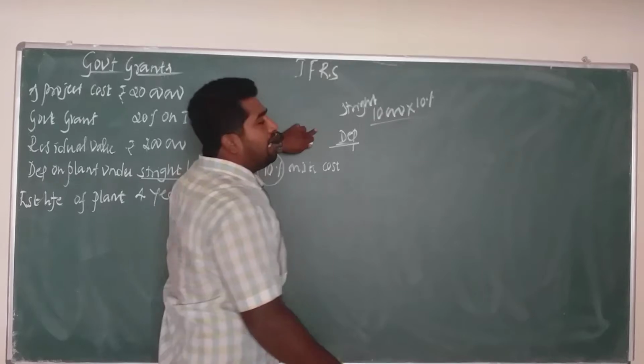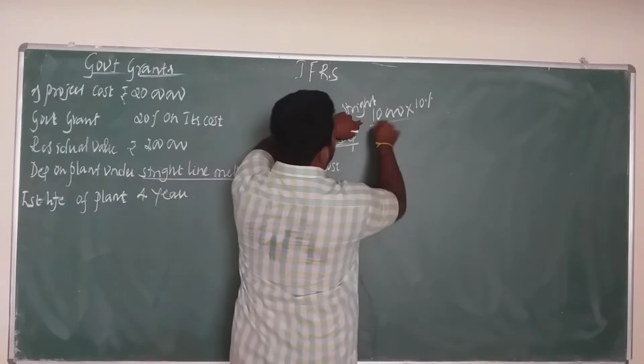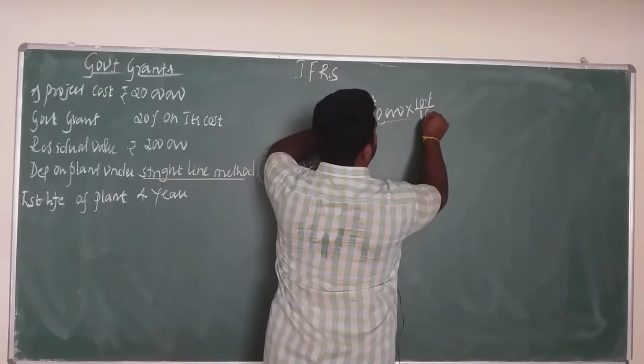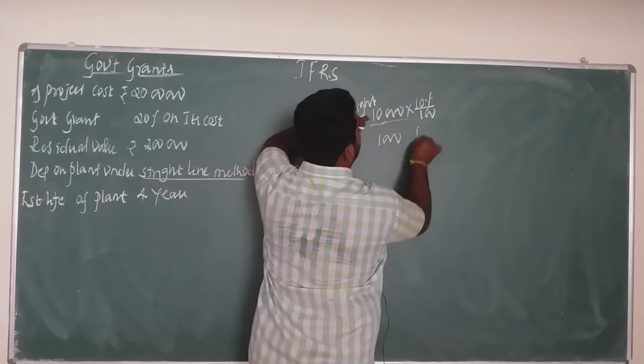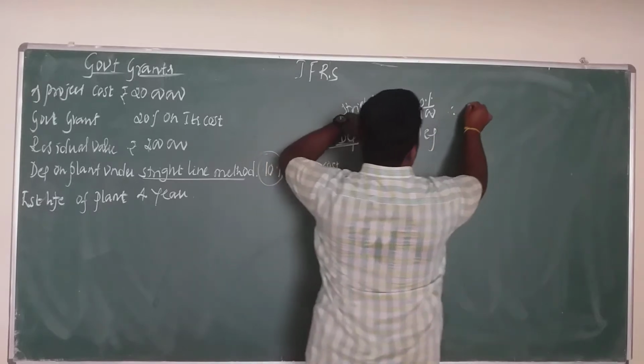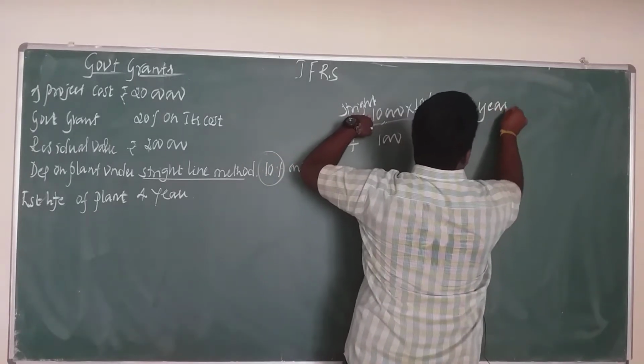How to calculate straight line method depreciation? Now the cost of the asset is 10,000. Depreciation is 10%, that is 10,000 into 10 by 100, which is 1,000 depreciation per annum. For example, 5 years is the life of the asset.